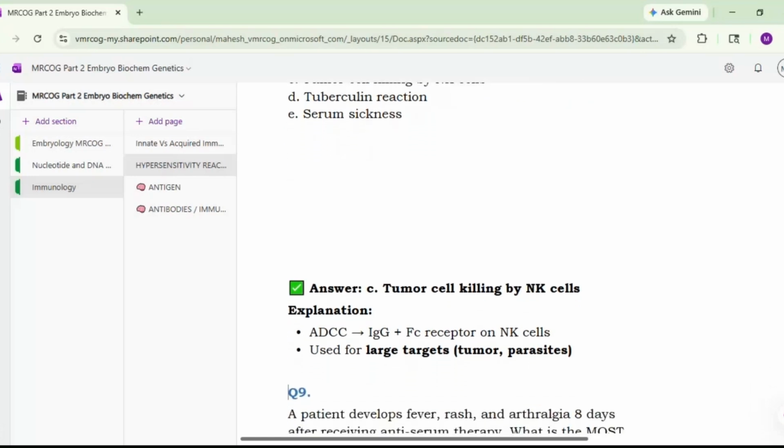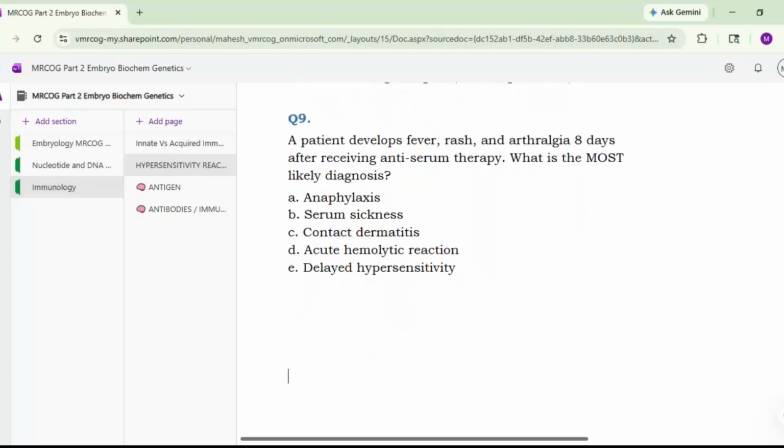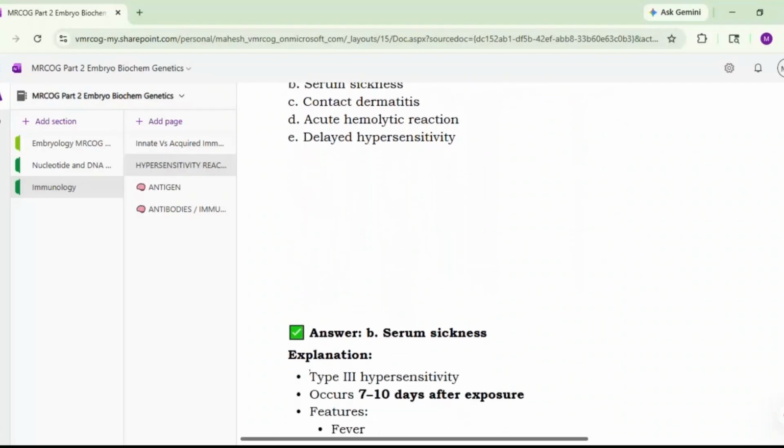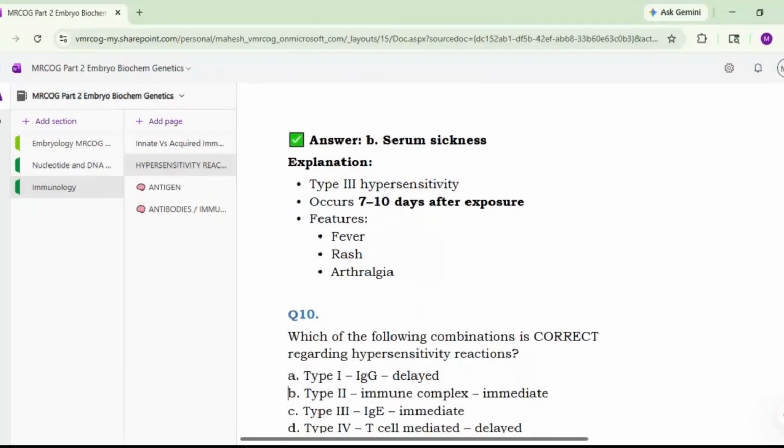Next. A patient develops fever, rash, and arthralgia 8 days after receiving anti-serum therapy. What is the most likely diagnosis? Option B, serum sickness. Yes, typical, it is 8 days after, fever, rash, arthralgia after receiving anti-serum therapy. It is serum sickness. It is a type 3 hypersensitivity reaction. It occurs 7 to 10 days after exposure. This has been asked: fever, rash, arthralgia.